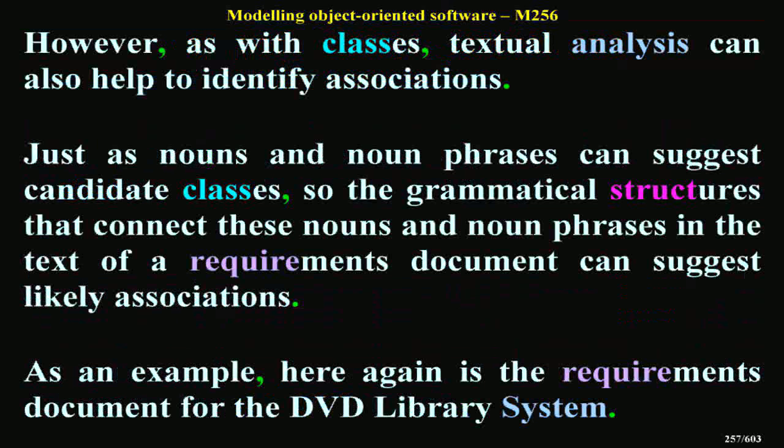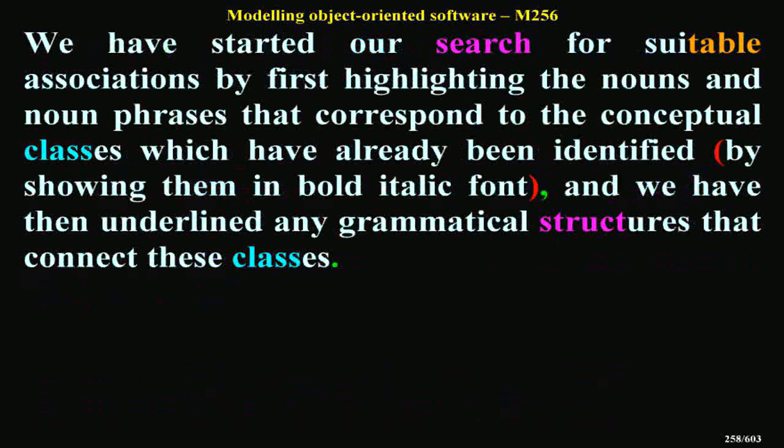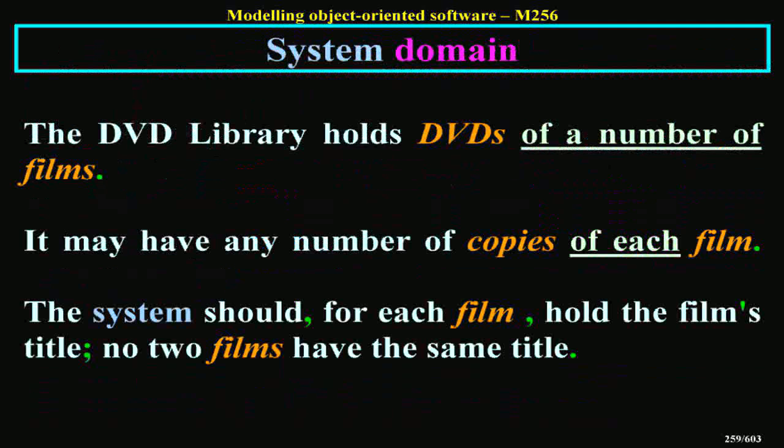As an example, here again is the requirements document for the DVD library system. We have started our search for suitable associations by first highlighting the nouns and noun phrases that correspond to the conceptual classes which have already been identified by showing them in bold italic font, and we have then underlined any grammatical structures that connect these classes. System domain. The DVD library holds DVDs of a number of films. It may have any number of copies of each film.